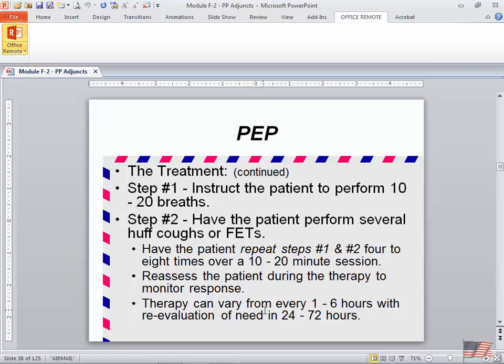We have them do this for 10 to 20 breaths, and then we have them do what is called a huff cough, also known as a forced expiratory technique. We'll talk more about those next time. What it basically is, is a cough without closing the glottis. Have the patient take a breath in, and then do a forceful exhalation, i.e. huff. So what they're able to do is just move those secretions forward after doing the 10 to 20 breaths at 10 to 20 centimeters of water pressure.